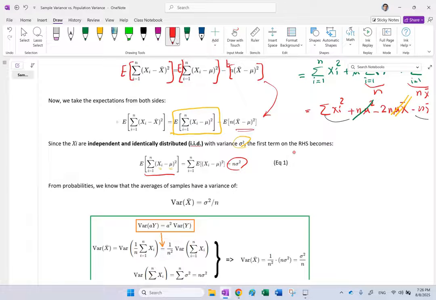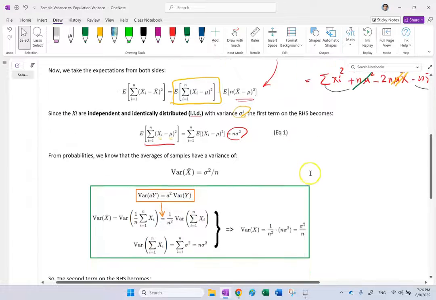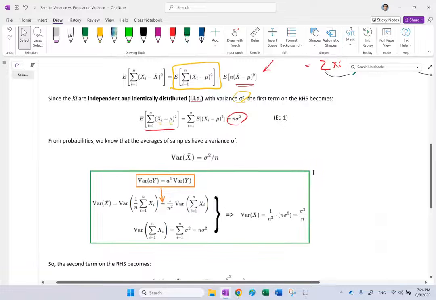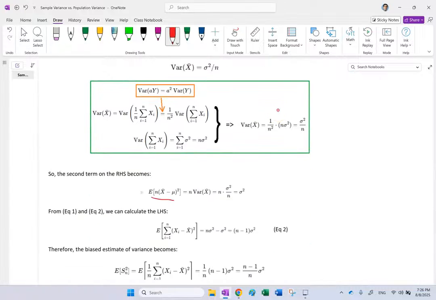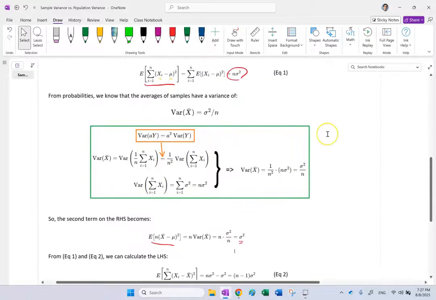Now, for the second one, I need to first show you something, and then I can show you that the second term, which is the expectation of n times x bar minus mu squared, is actually just going to be sigma squared. Okay, so let me first show you where that one comes from, and then it's over. So here, this is my claim.